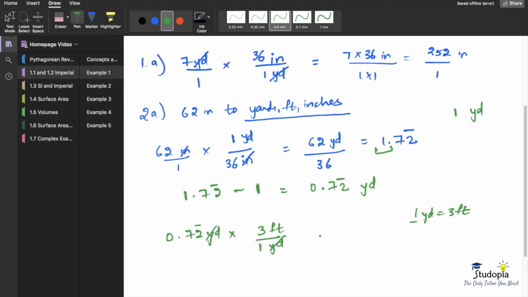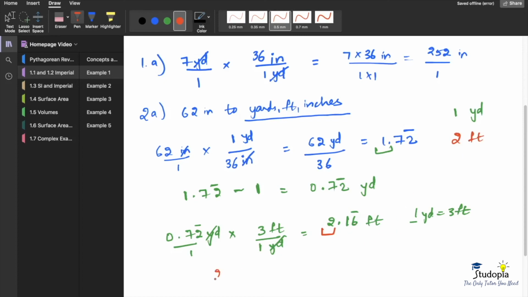Cancel out your yards, okay? So now you're left with the feet. So now multiply everything that's in the numerator. So 0.72 repeating times 3, which is going to give you 2.16 repeating, but this time we have feet left. Bottom's just 1 times 1, so that's just 1. What do we do again? We keep the whole number and we put it to the side and we call it 2 feet, okay?